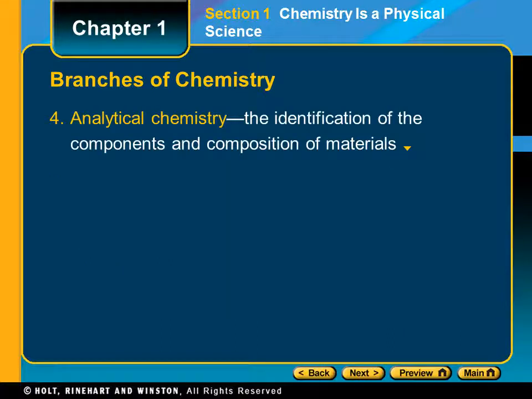We also have analytical chemistry. I already talked about that. Analytical is connected to the class that I took called quantitative analysis, and that's identifying components and composition of materials. Based on the body of knowledge that we have, we can break unknown materials down and learn things about them, and based on what we learn and what we know, identify what the unknown materials are.